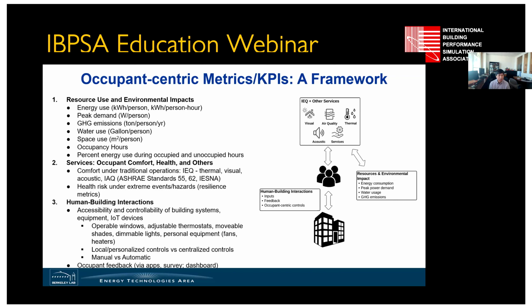The second dimension of this is about the services provided to occupants. We're talking about comfort, indoor air quality, and some other types of services like survivability. So if a building is on a very hot summer day but the power is off, then basically we care about the bottom line: whether people can survive in those extreme temperature environments for extended hours. The last one, very important, is the human-building interaction.